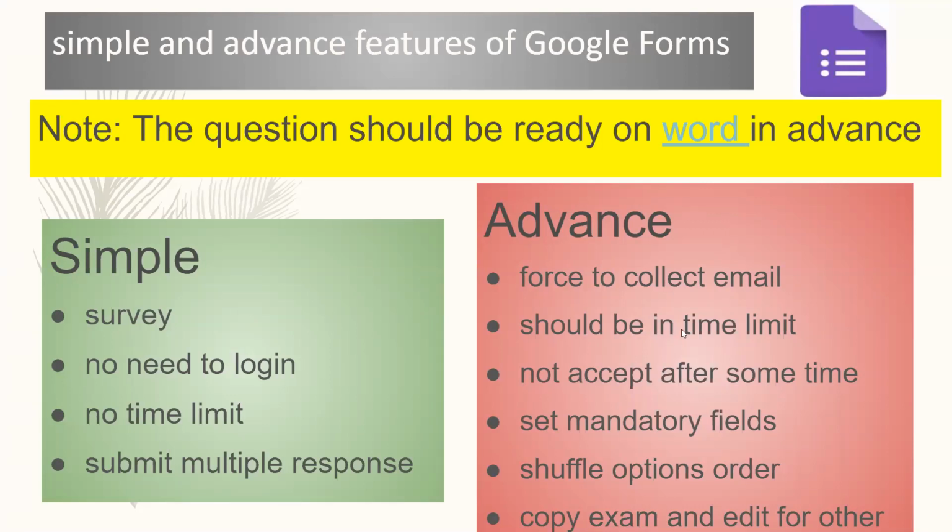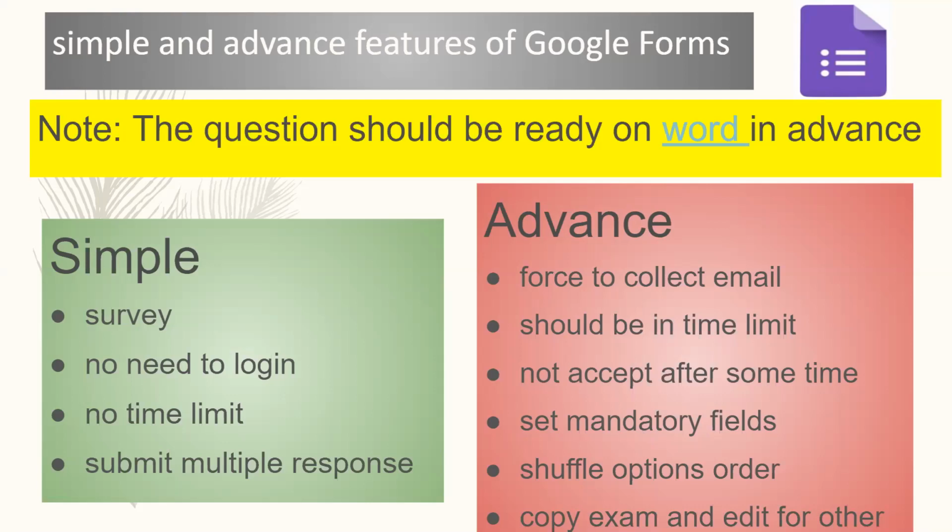It should be within a time limit. Let's say the exam will be active for a specific time, say September 23 from 5 to 7, or simply from Asr to Maghrib, so the exam will be active for 2 hours or 1 hour. So you can limit the exam time. After that, you have to turn off the form from accepting any other responses, so it does not accept after some time. That is also set mandatory fields. You have to set the mandatory fields and shuffle option order.